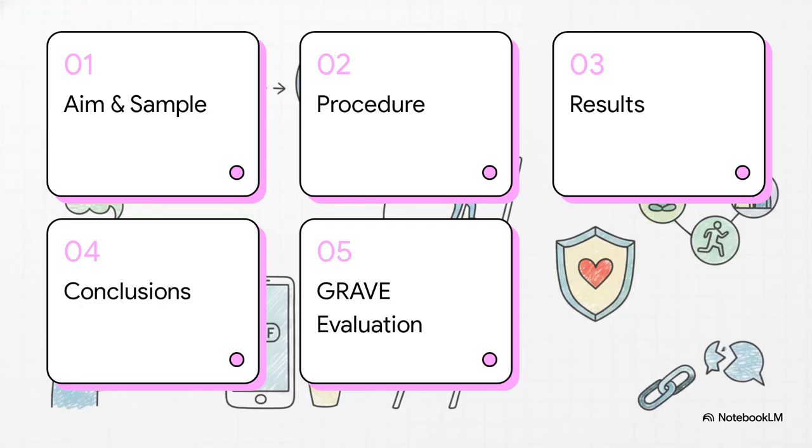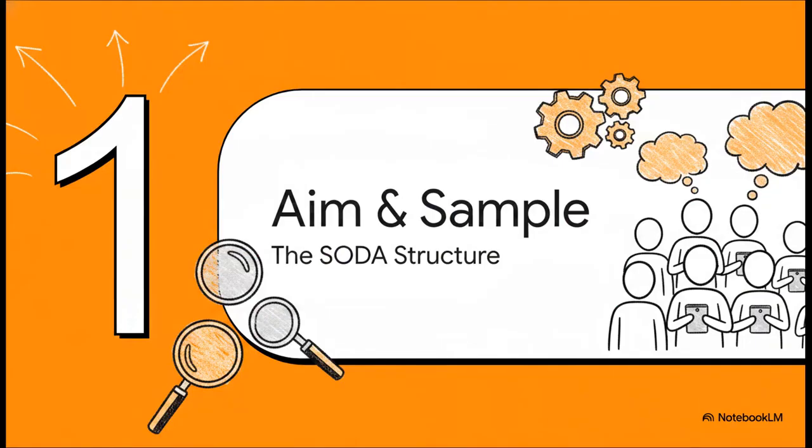So, to map perfectly to how you're going to be tested, our agenda follows the classic SOTA acronym: aim and sample, procedure, result, and conclusions. And then we'll wrap the whole thing up with a full GRAVE evaluation. Okay, Section 1, Aim and Sample. Let's look at the start of the SOTA structure.